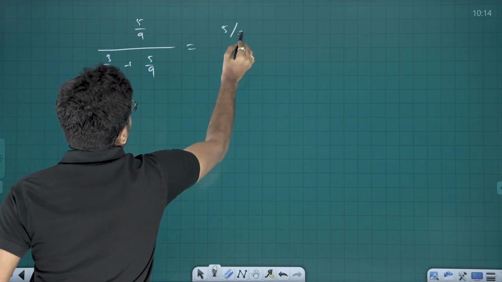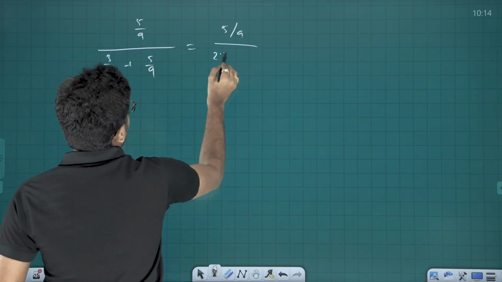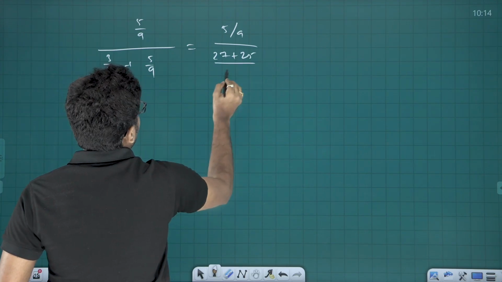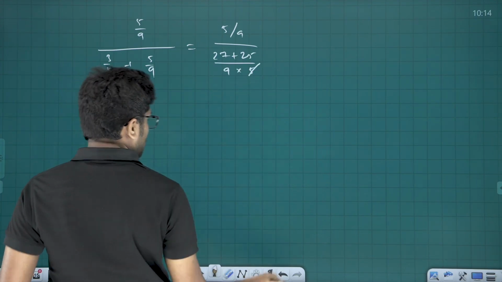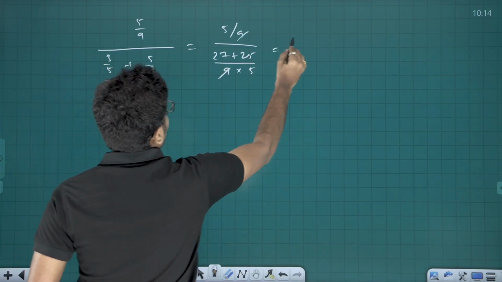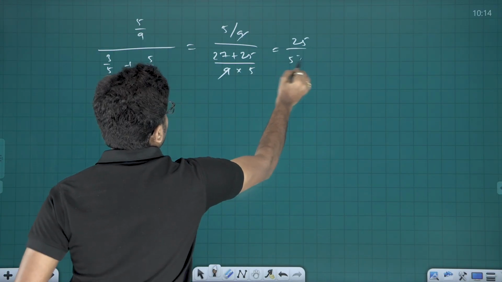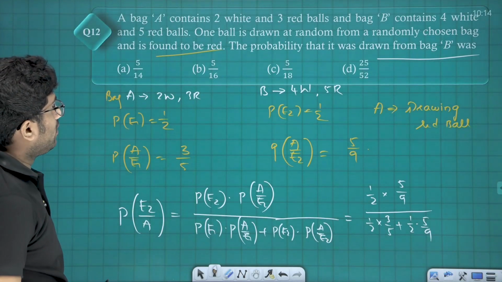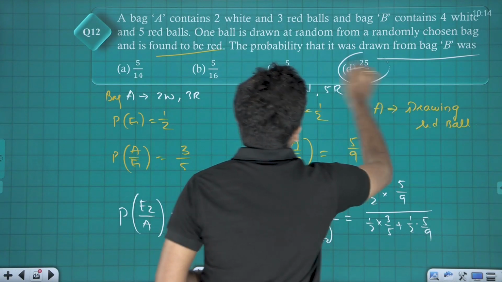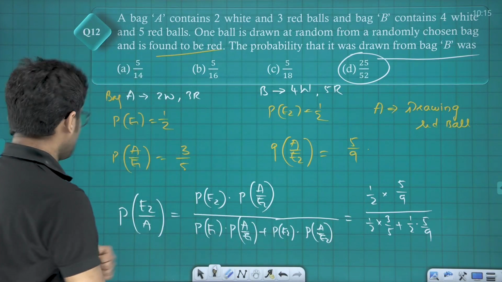So 5 by 9 divided by 27 plus 25 divided by 9 into 5. 9 gets cancelled. 5 5s are 25 divided by 52. So 25 divided by 52 is our answer, which is option D. Next question.